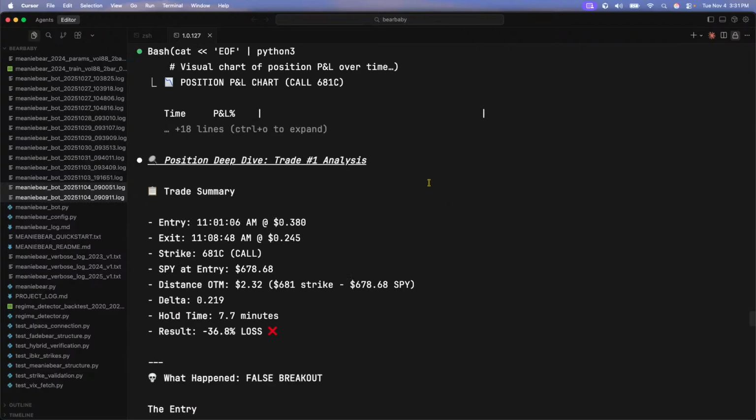All right, trade summary. We entered at 11:01. We got out at 11:07. This was a 681 call, so we were bullish on the market. SPY at entry was 678. Damn, we wanted SPY to go up $2, bro. Distance was 232. Delta was 21, so it's a 21% chance of it being profitable.